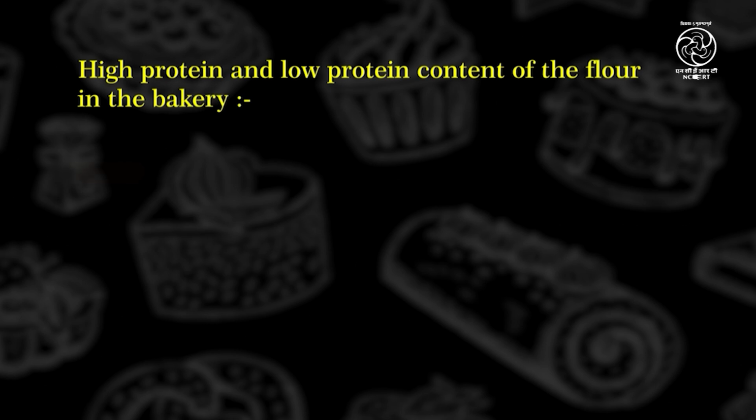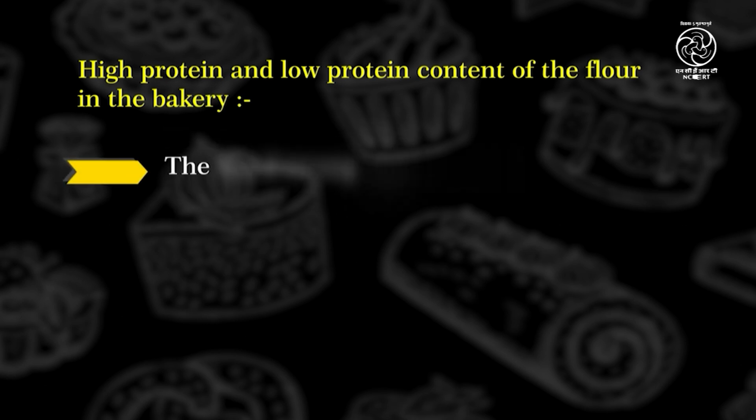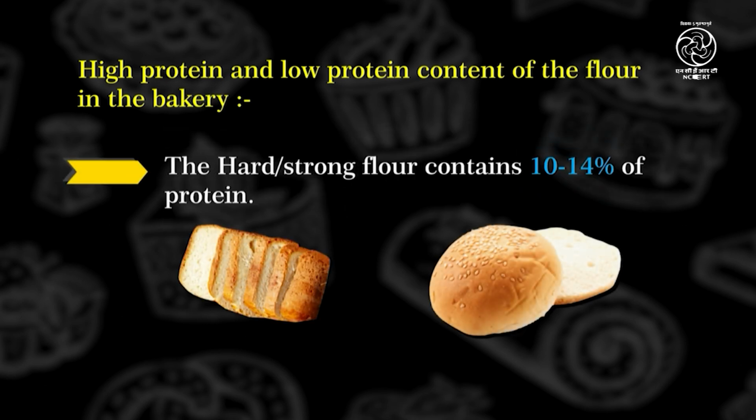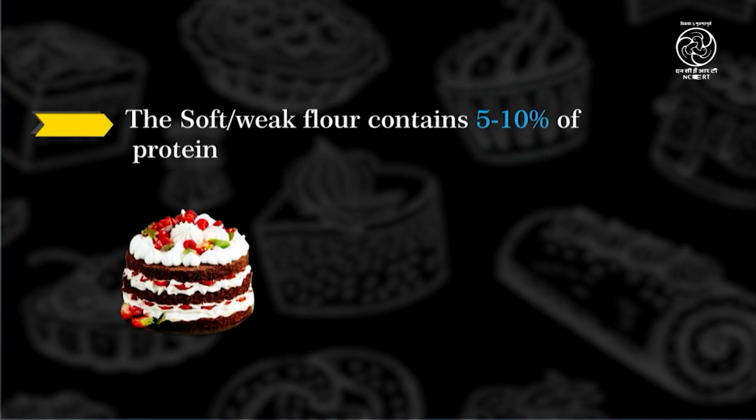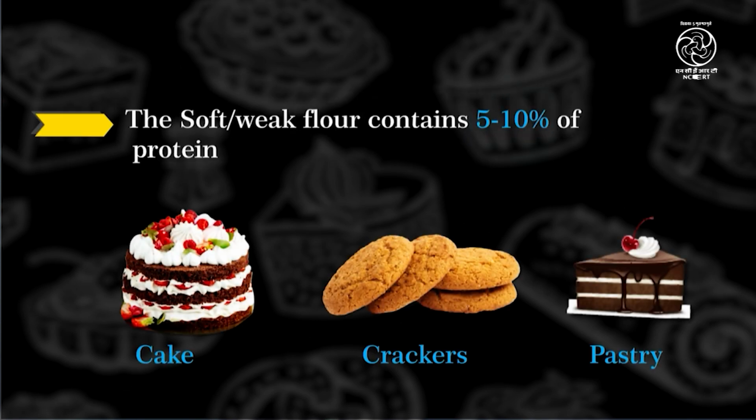Students, let us now know about the usage of high protein and low protein content of the flour in the bakery. The hard or strong flour contains 10 to 14% of protein and has high gluten content and is used for bread, buns and patties. The soft or weak flour contains 5 to 10% of protein and has low gluten content and is used for cake, crackers and pastry preparation.